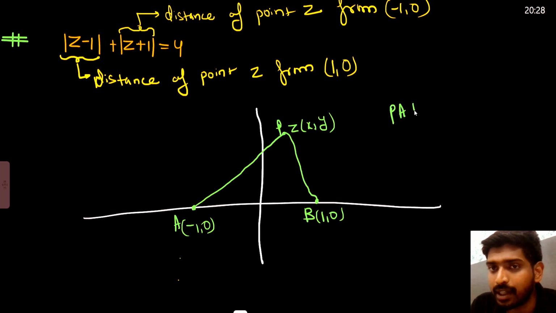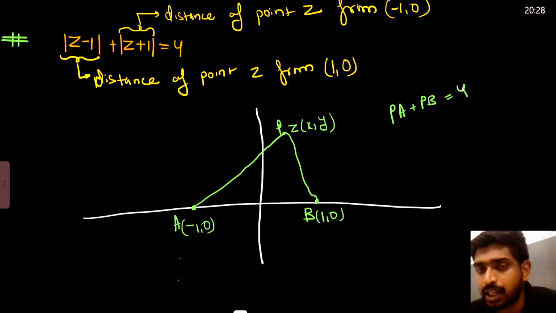They have given that PA plus PB, this distance PA plus this distance PB, is equal to 4. Got it? So tell me which locus this point P represents. This point P will represent an ellipse. Got it? In the ellipse only we have studied this condition.